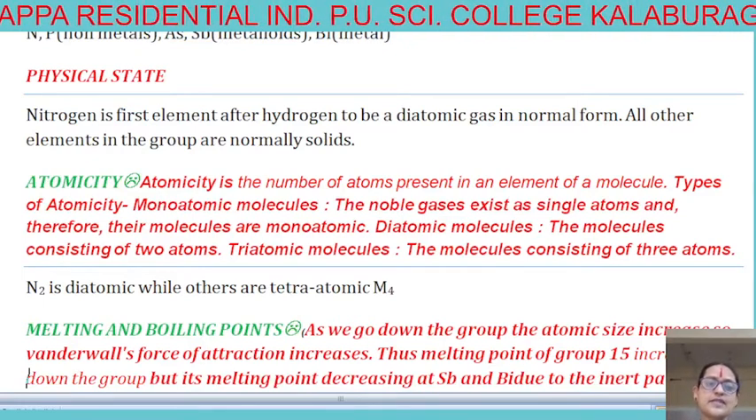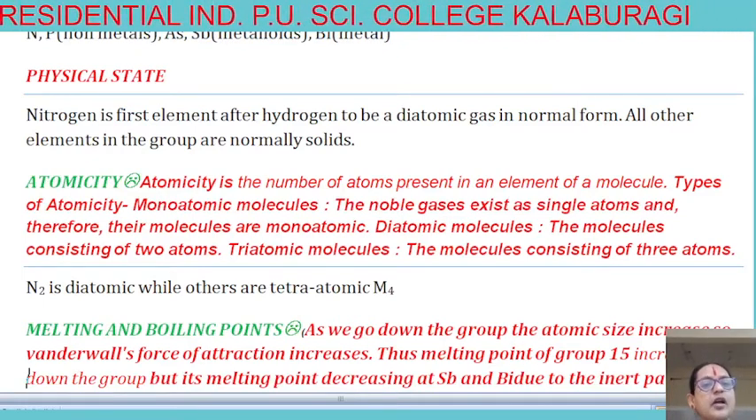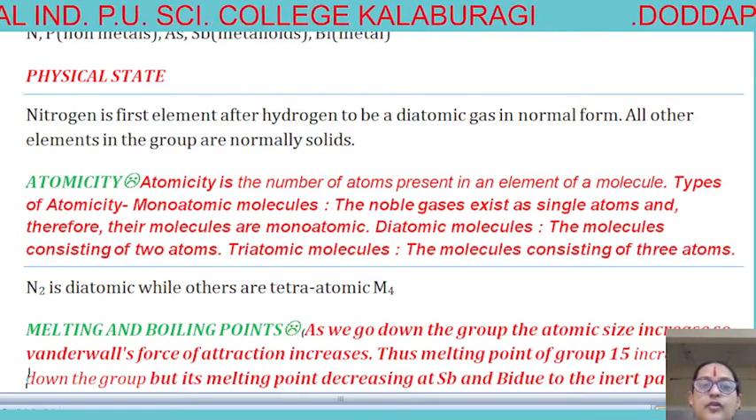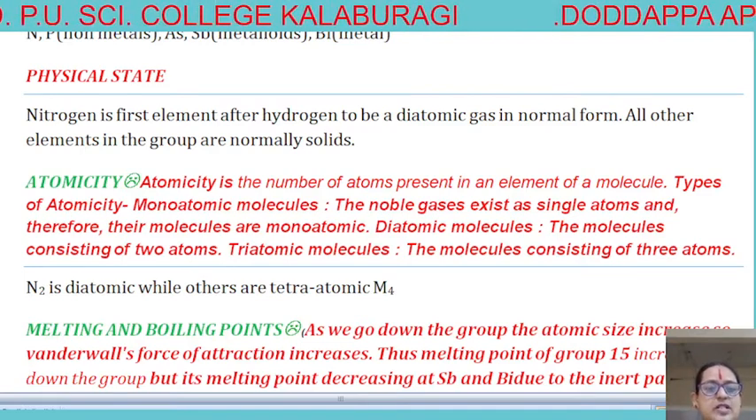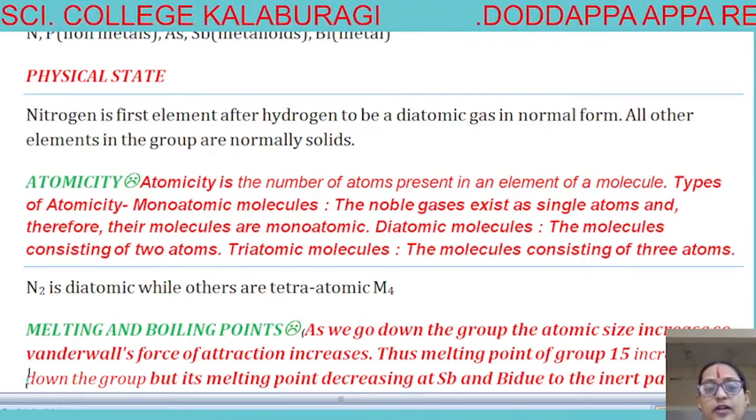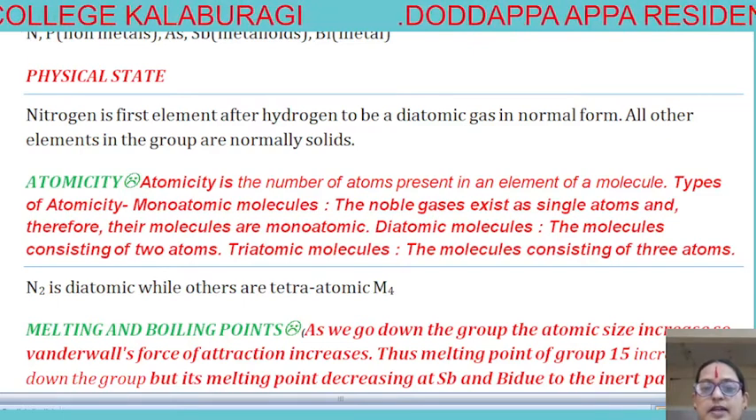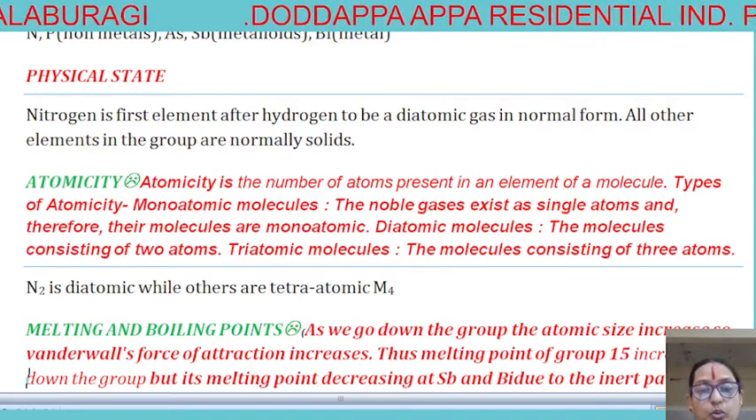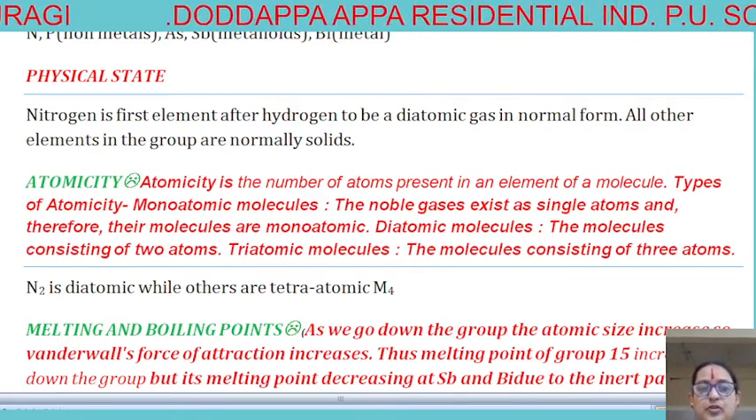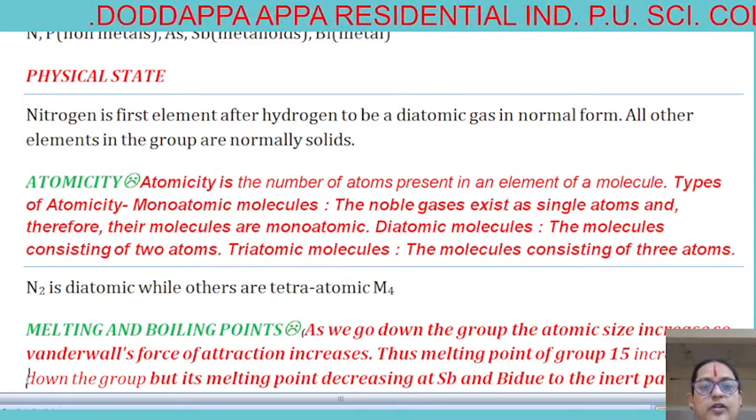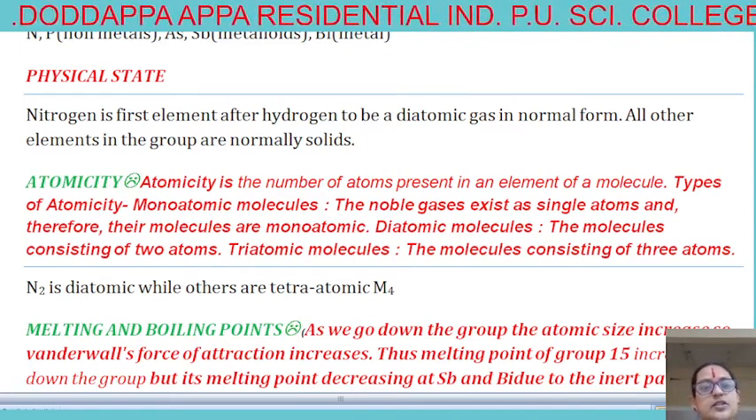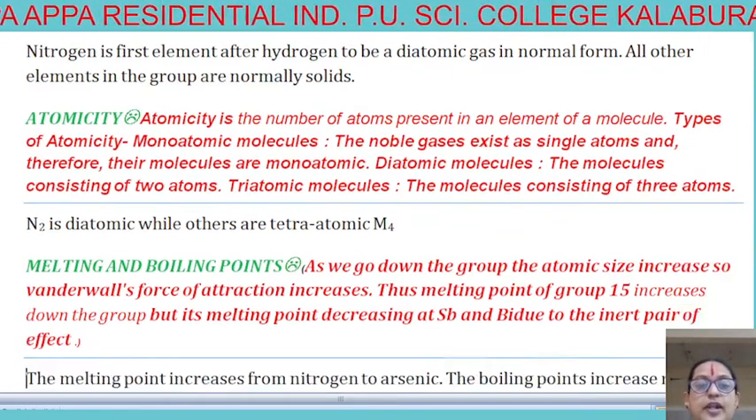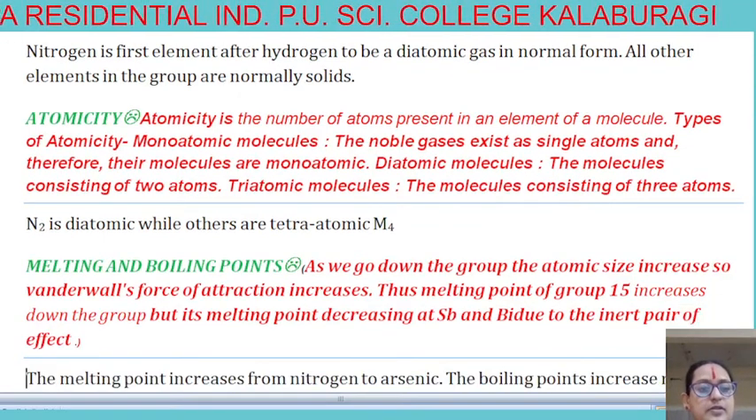Next, atomicity. What is atomicity? Atomicity is the number of atoms in a molecule of the element. For example, all the noble gases are monoatomic; only one kind of atom is there in the gas. But dinitrogen, dioxygen, N2, O2, H2 have 2 atoms, so their atomicity is 2. If there are 3 atoms, it is called triatomic, and the atomicity is 3.